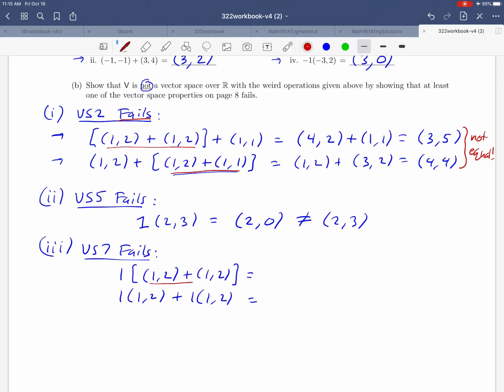Okay, so up top, we're going to first add those two vectors together using our definition. That's going to give us (4, 2). And then 1 times (4, 2) is (4, 0). Okay, and then down below, we're going to first take 1 times (1, 2), which by our definition would be (1, 0). Okay, and then we'll get (1, 0) again. And by our strange definition of addition, that's going to give us (0, 2). Notice that those are not the same.